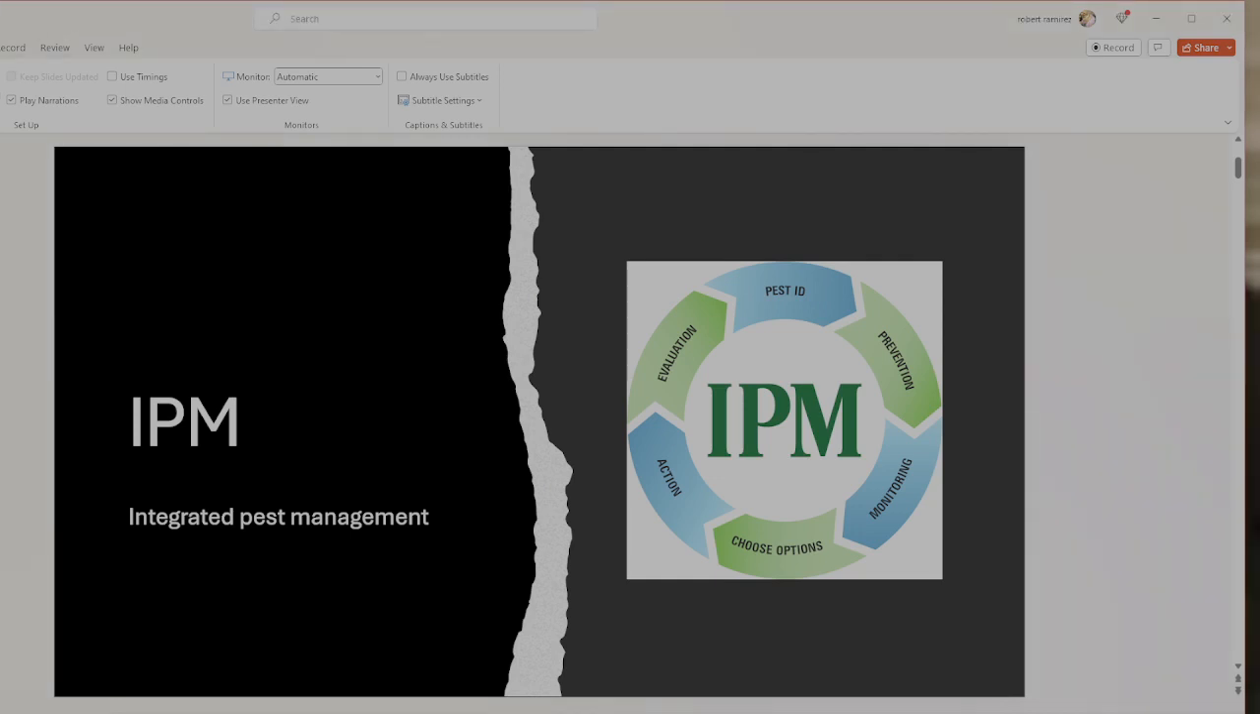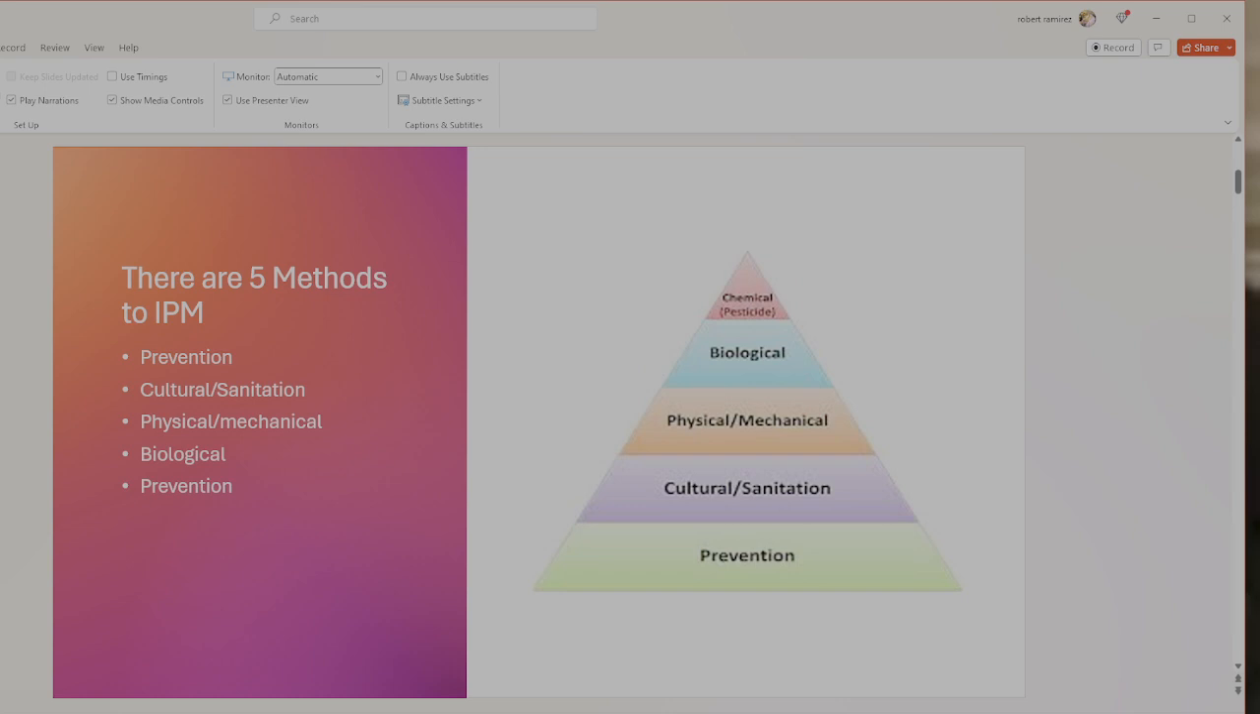Hey, let's talk pest management since we're getting closer and closer to that beautiful summertime weather. Let's talk about IPM, which stands for Integrated Pest Management. Now, there are 5 methods to IPM.